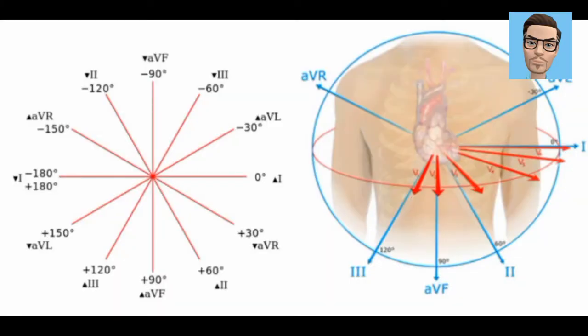The hexaxial reference system is a diagram that is used to determine the heart's electrical axis in the frontal plane. In electrocardiography, left axis deviation (LAD) is a condition wherein the mean electrical axis of ventricular contraction of the heart lies in a frontal plane direction between -30 degrees and -90 degrees. This is reflected by a QRS complex positive in lead I and negative in leads aVF and 2.